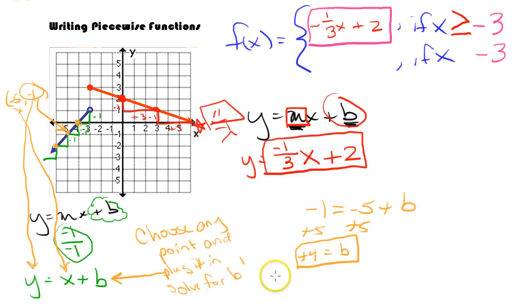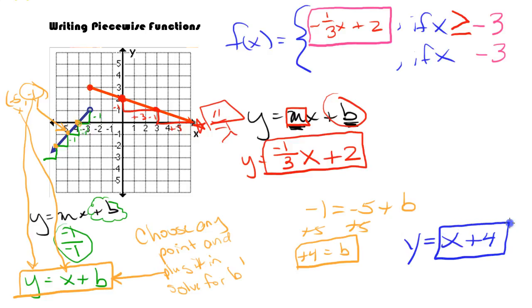So what does that mean? Well, that means I finally have my equation that represents that blue line. So my equation would be y equals my slope of just a positive 1, up 1 over 1, or down 1, left 1, same thing. But my intercept is just what I found right here, positive 4. So the thing in the box, that's the thing that goes up here. That's that piece of the function.